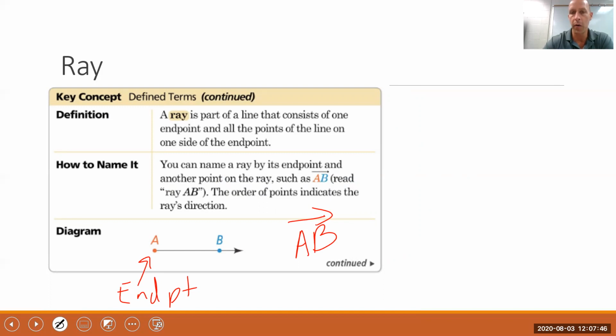It would be incorrect, and I'm going to put an arrow through this because this is wrong. This is not the same ray. That would actually be starting at B and going in the direction of A. Again, you may already know some of these things.